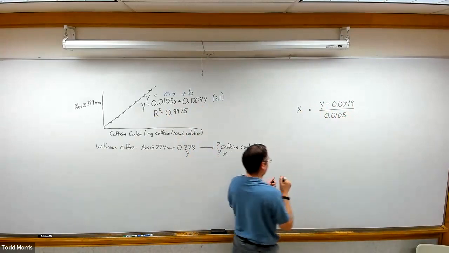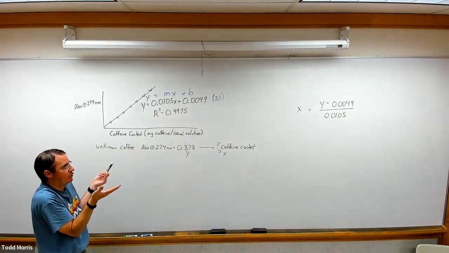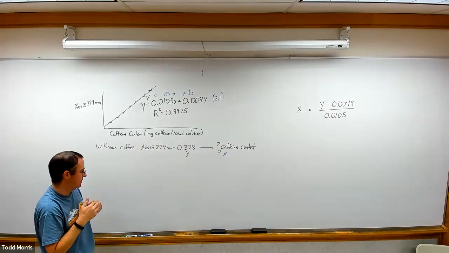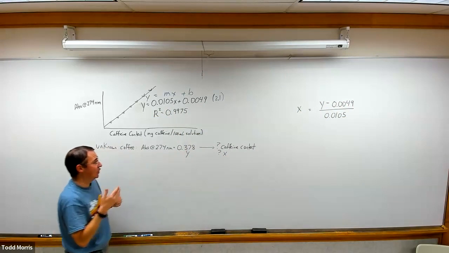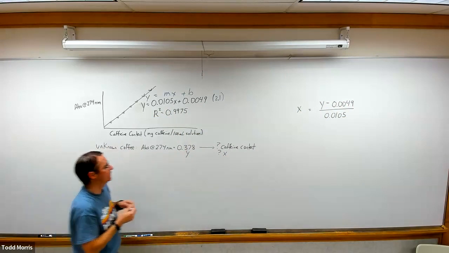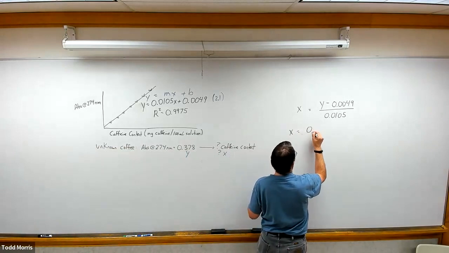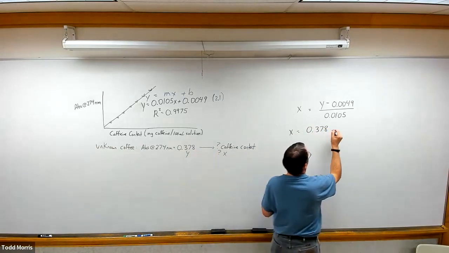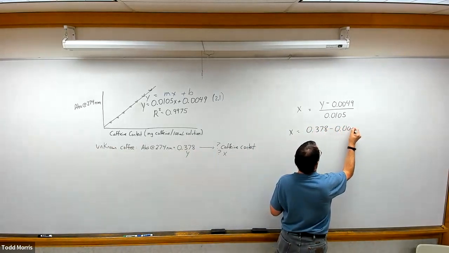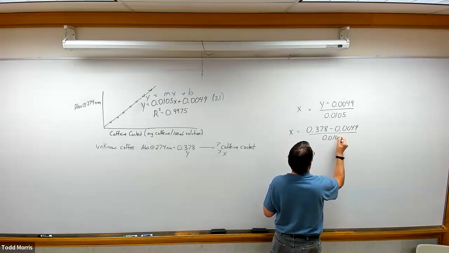When I do that, I can now isolate the value of x, which then allows me to very simply plug in any value y, and then from that solve for x. So when I plug in my value y that I determined for my unknown coffee solution, x is equal to 0.378, the value y I found for my coffee, minus 0.0049, divided by 0.0105.